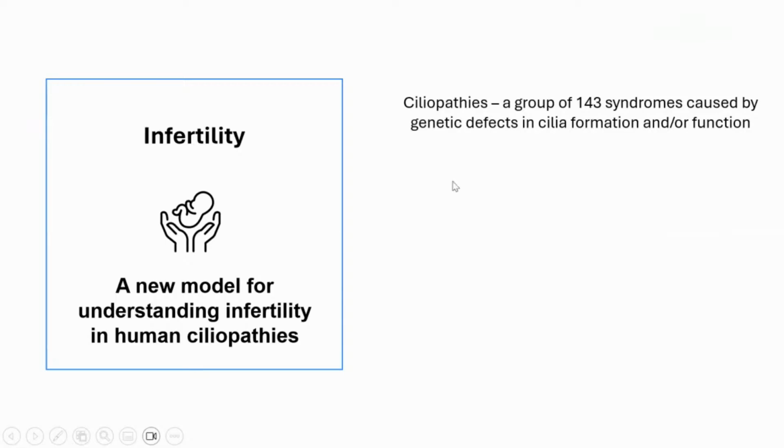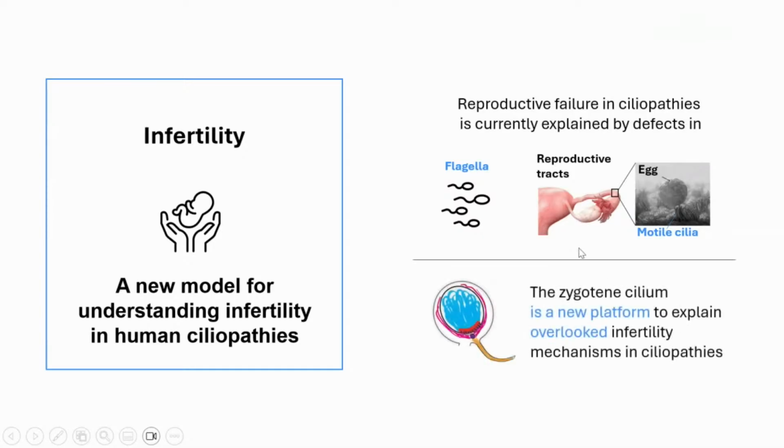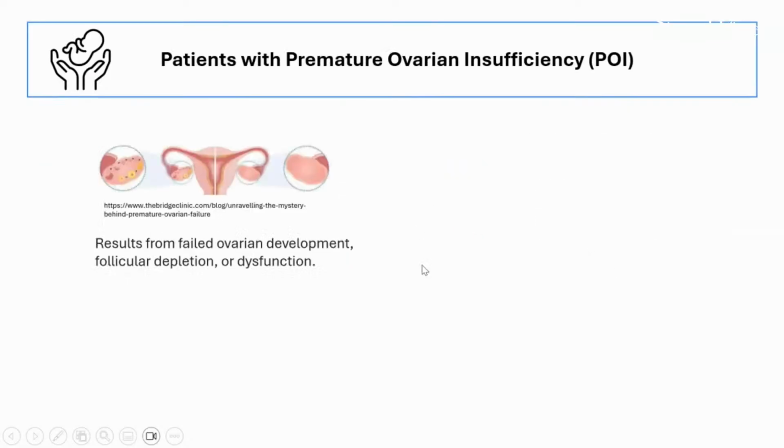In that context, we have the ciliopathies, which are a group of syndromes caused by genetic defects in cilia formation and function. Most of the causes are associated with either flagella defects or reproductive tract defects. And the Zygotene cilium is an unknown player, an overlooked player in infertility context in humans. So we wanted to investigate it more.